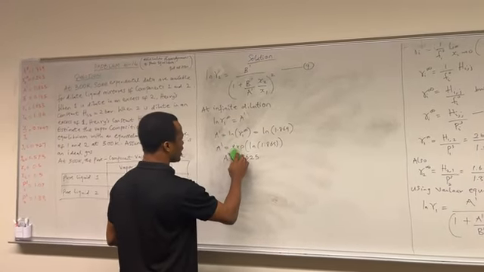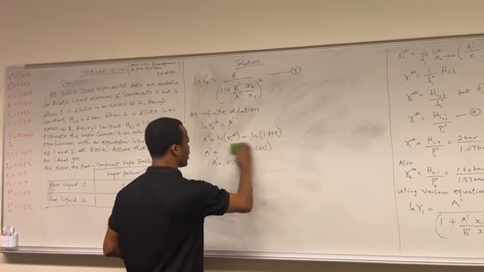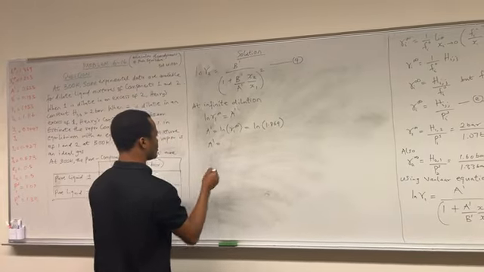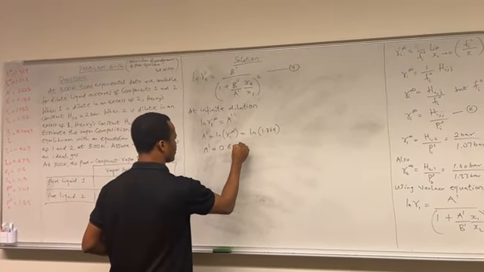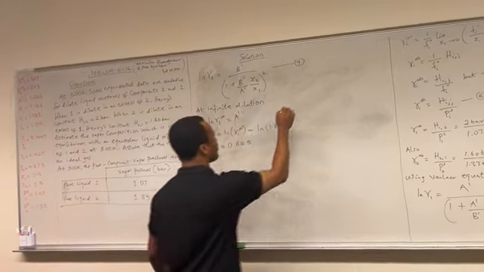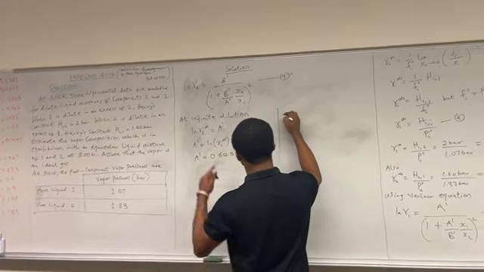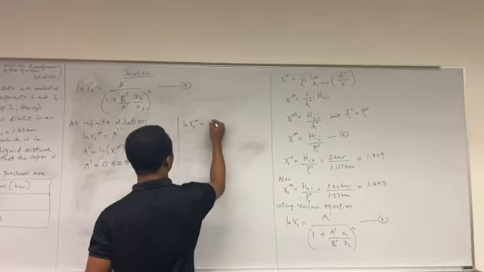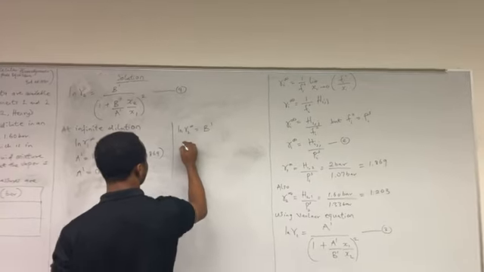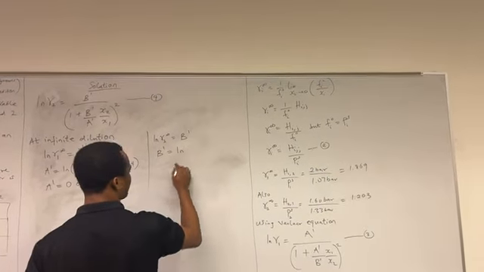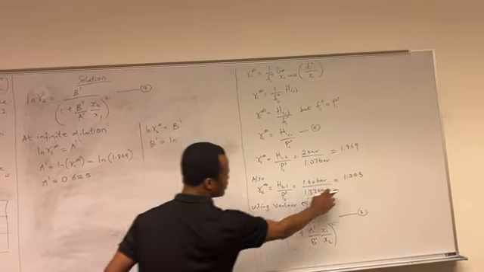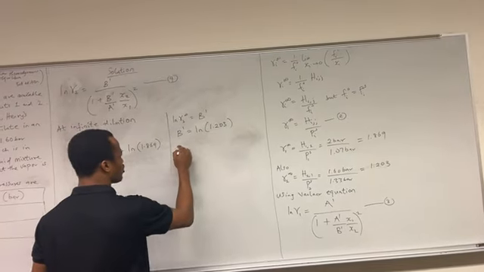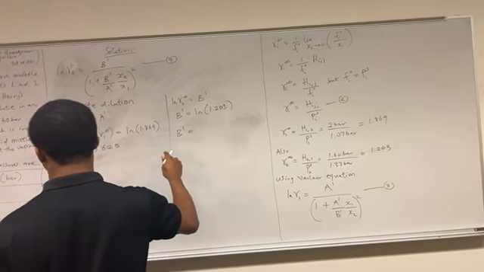Oh, sorry, I just realized something. Okay, from here, I'm so sorry. Our a prime will now be ln of this, which is equal to 0.625. The same thing applies to b prime. To get b prime, we have ln gamma 2 infinity equal to b prime. So b prime is equal to ln of our gamma 2 infinity, which is 1.203.